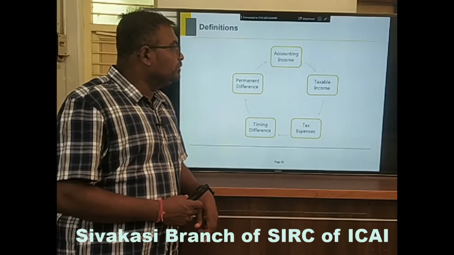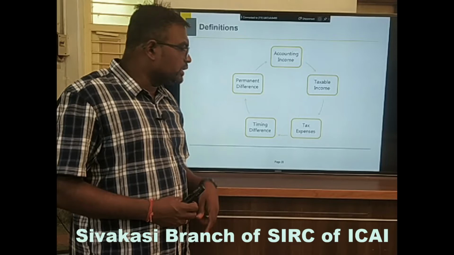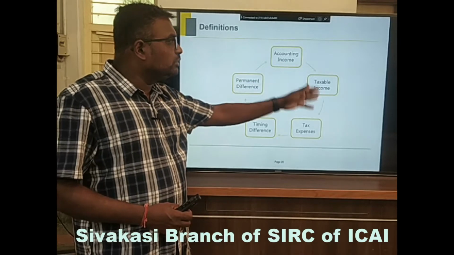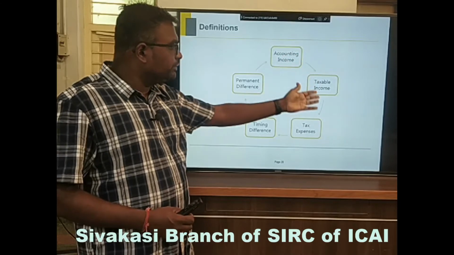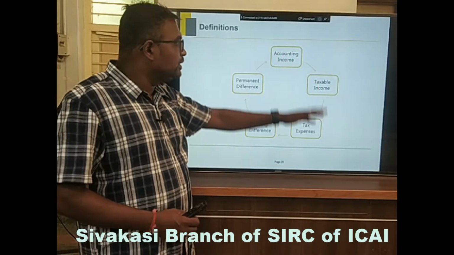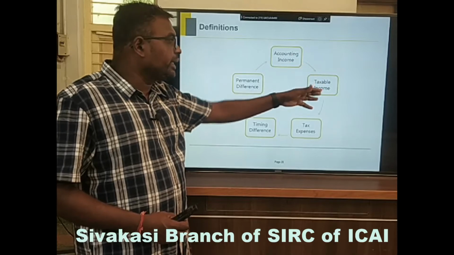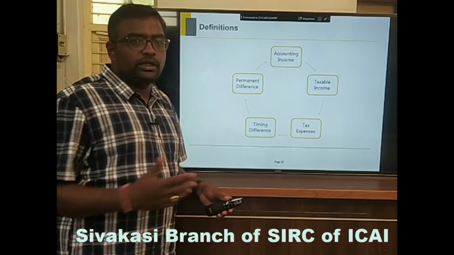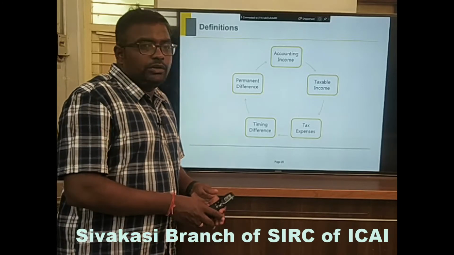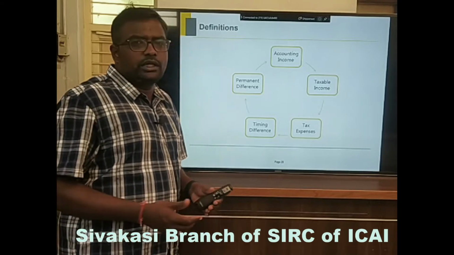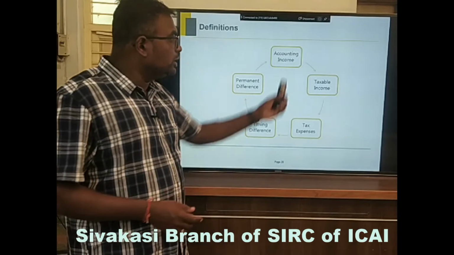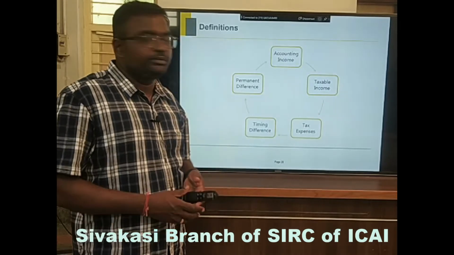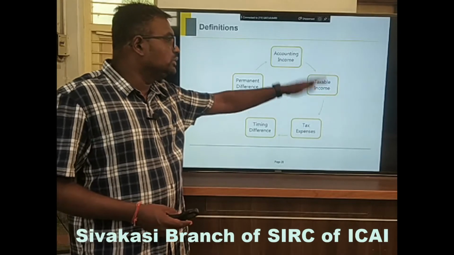So I will just give you a definition and briefly explain what deferred tax is. Accounting income and taxable income, what is the difference? We will see in the coming slides what an accounting income is, what a taxable income is, and why these two incomes matter. Is there any difference between accounting income and taxable income? Yes, there are differences, because accounting income is governed by the Companies Act, taxable income by income tax law. So this is tax accounts, this is income tax.